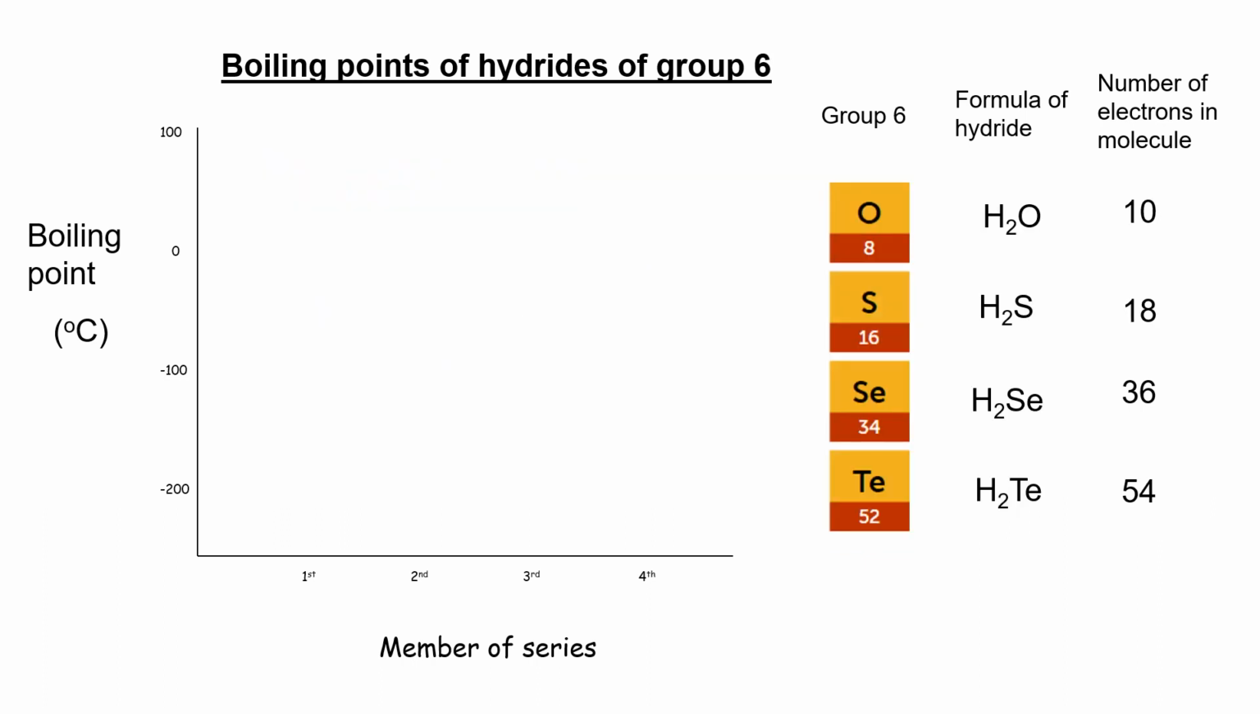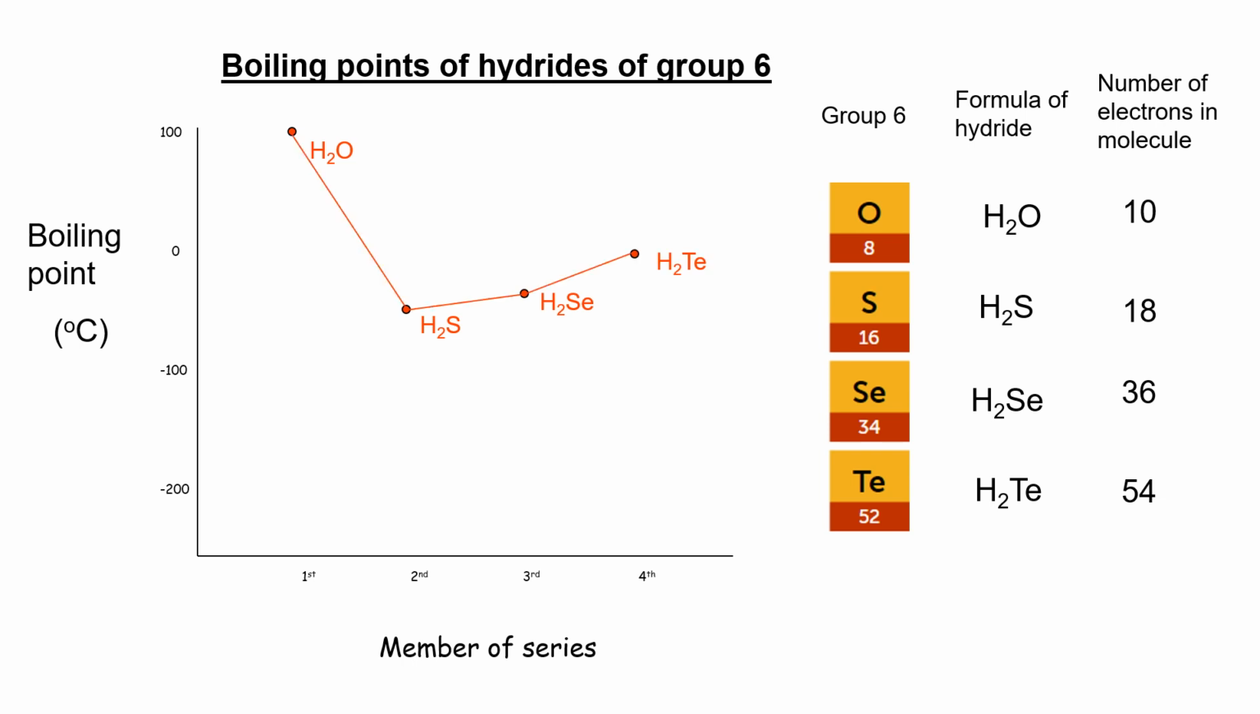We're now going to look at the boiling points of the hydrides of group 6. Group 6 contains the elements oxygen, sulfur, selenium, and tellurium. When they form a hydride, each of these elements joins to 2 hydrogen atoms. And you'll notice again that as we go down the group, the number of electrons in the molecule increases. So we'd expect the boiling points to increase as the strength of the London dispersion forces increase. However, you can see there's one data point that's a bit out of sync with the rest.